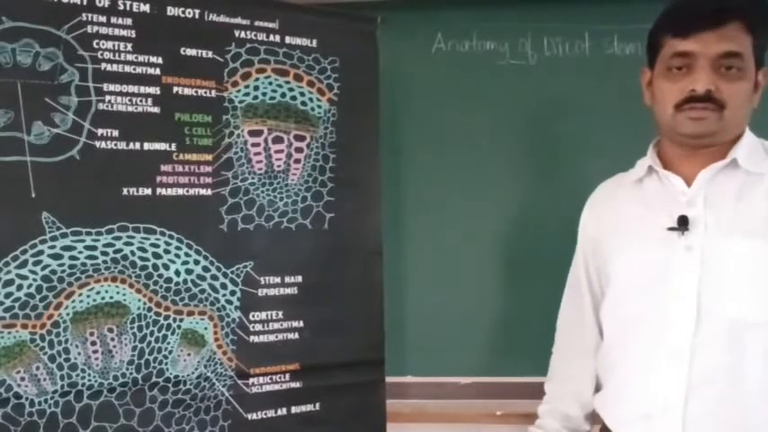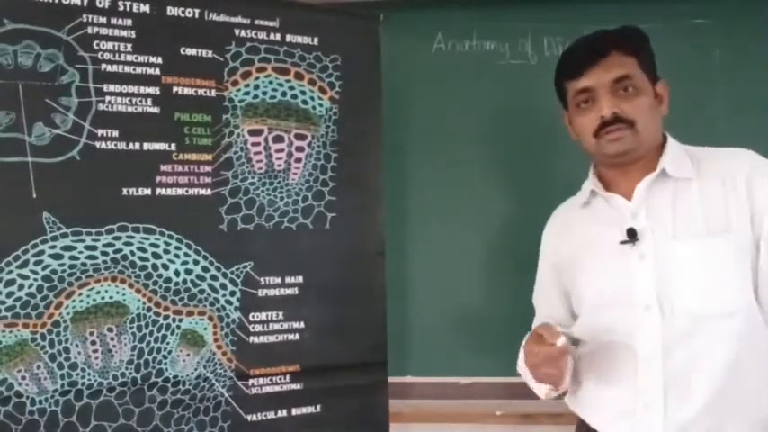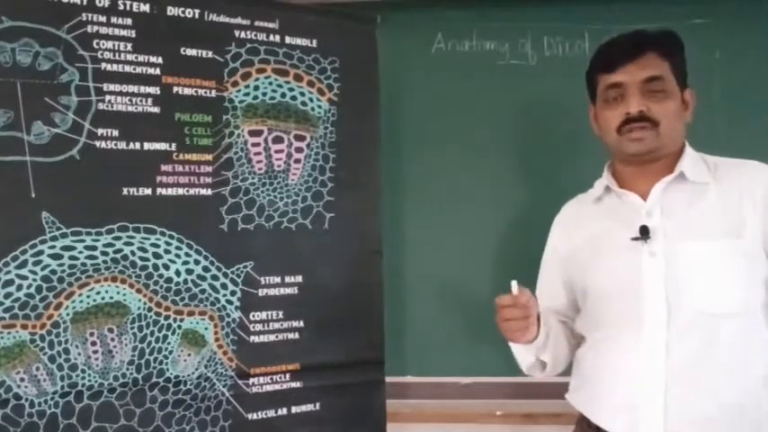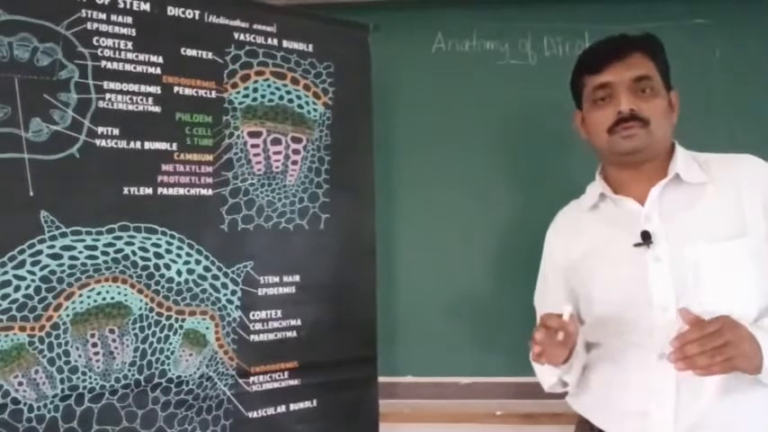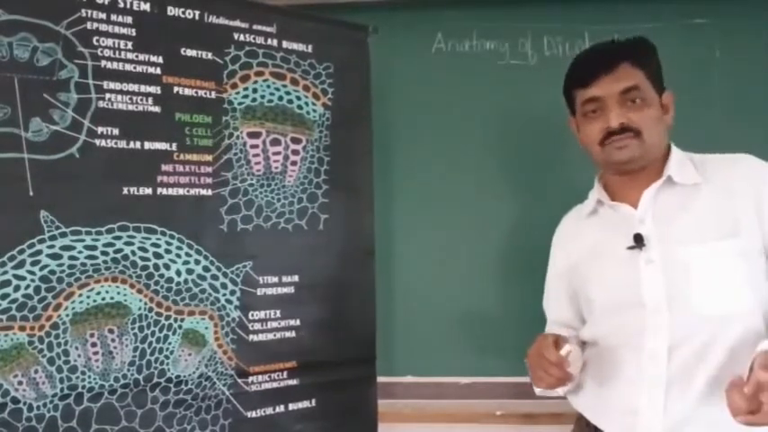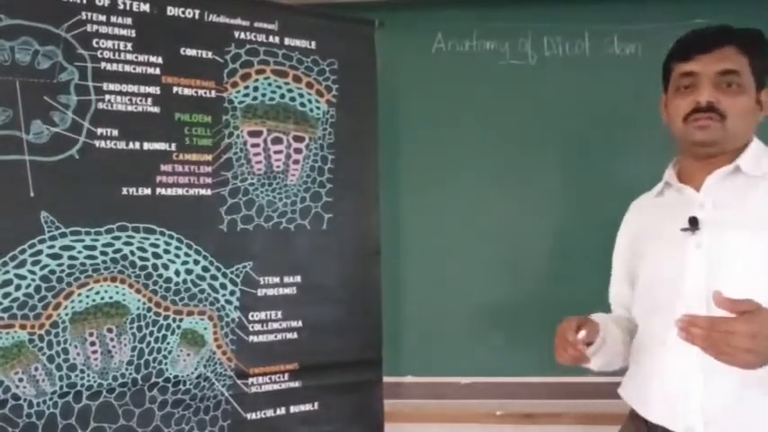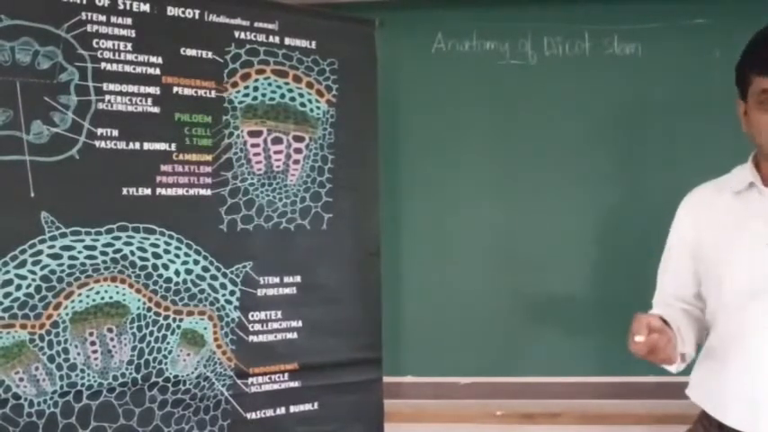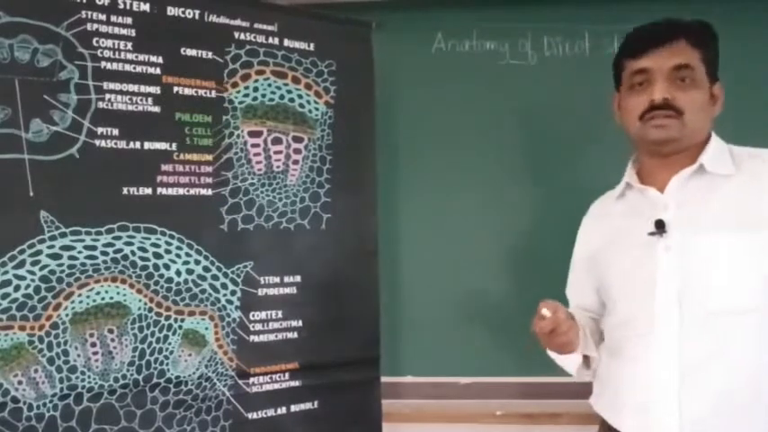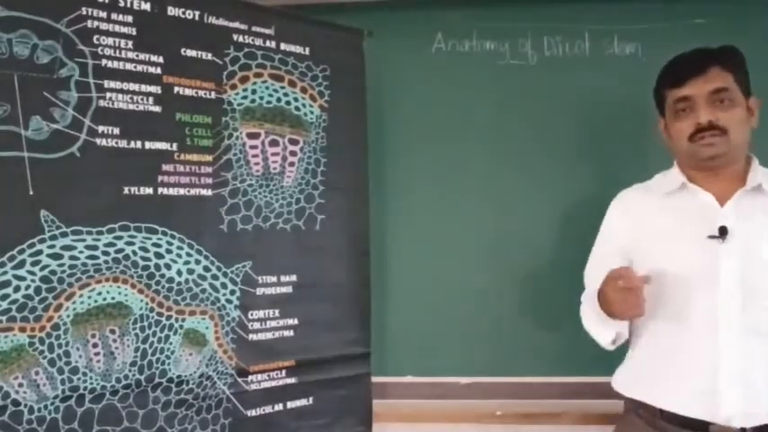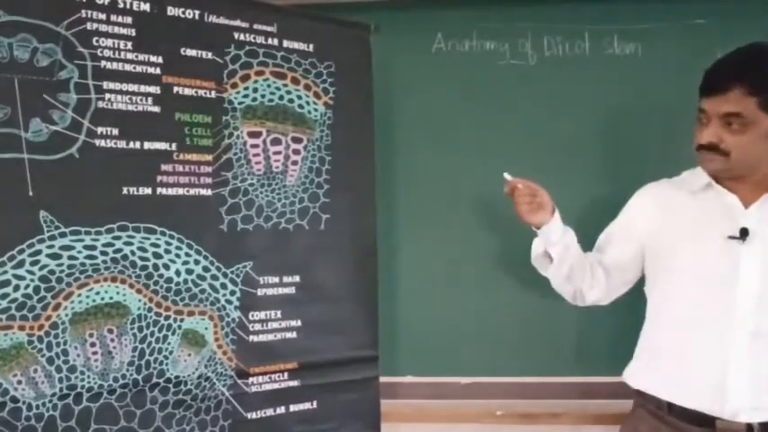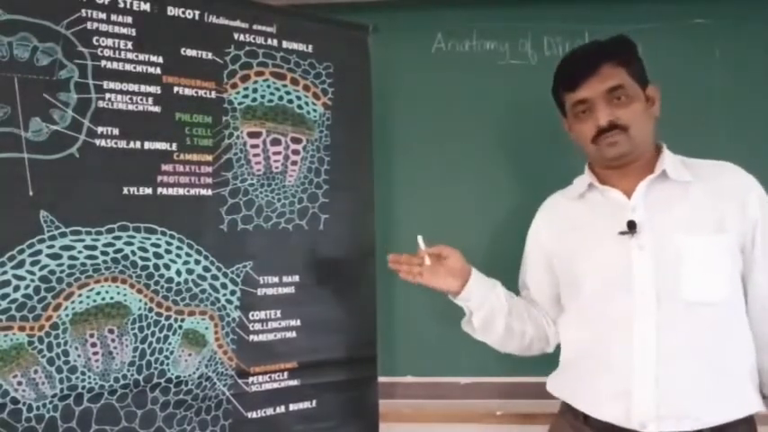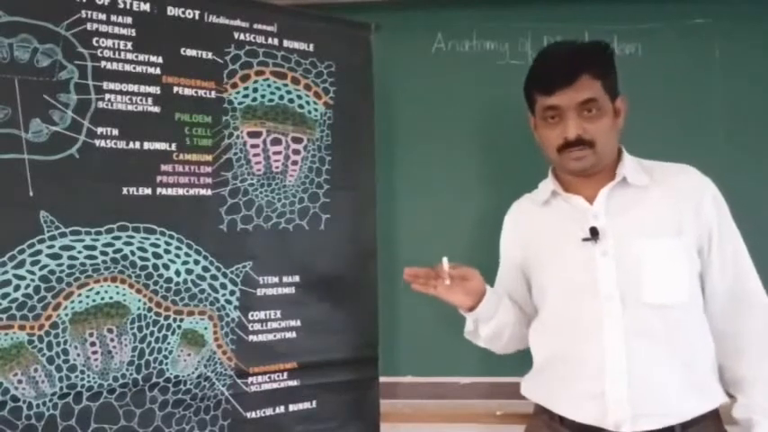Hello students. So we will continue with the anatomy of flowering plants. In this we shall consider the anatomy of stem, root and leaves in plants. First we will consider the anatomy of stem. In the anatomy of stem, first we will consider the anatomy of dicot stem. Here is the chart that shows the various diagrams of anatomy of dicot stem.